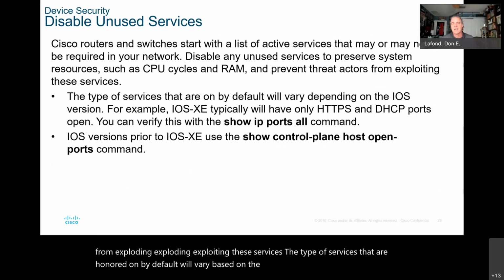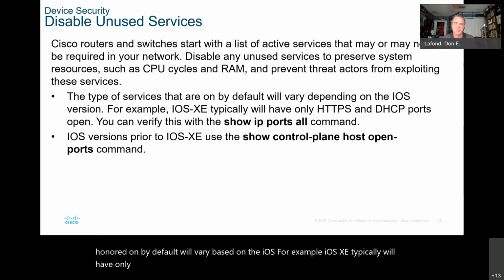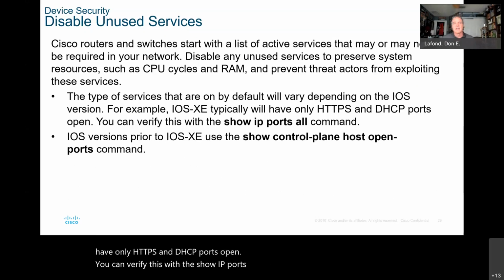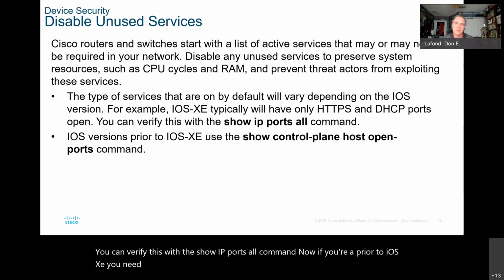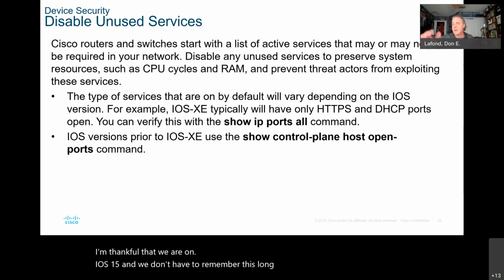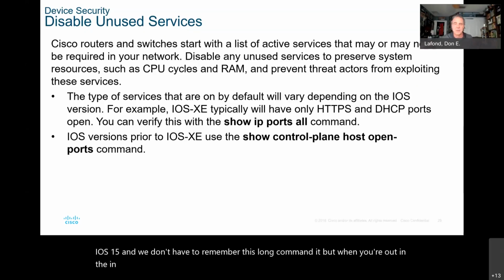For example, iOS XE typically will have only HTTPS and DHCP ports open. You can verify this with the show ip ports all command. Now, if you are prior to iOS XE, you need to use the show control plane host open-ports command. I'm thankful that we are on iOS 15 and we don't have to remember this long command. But when you're out on a production network, you may have older networks and older software, so you might need that command as well.